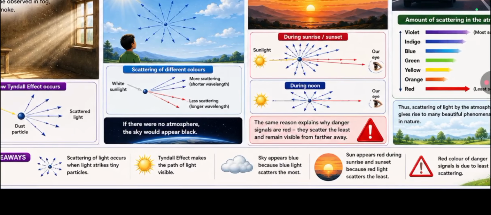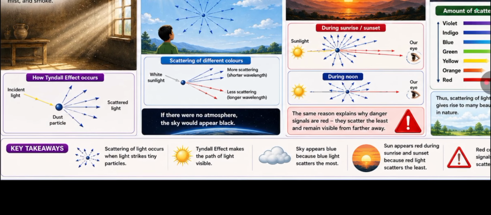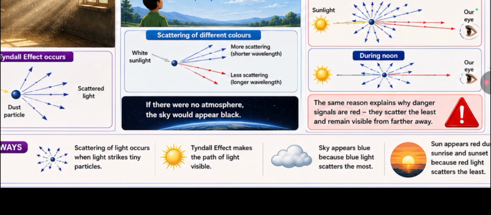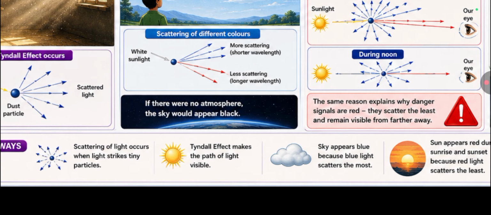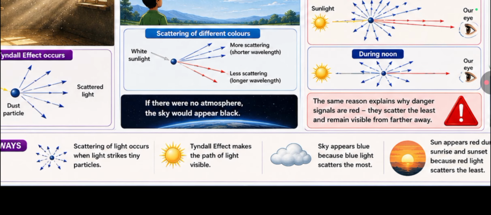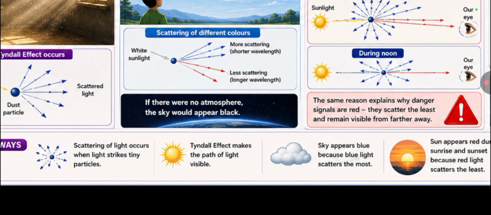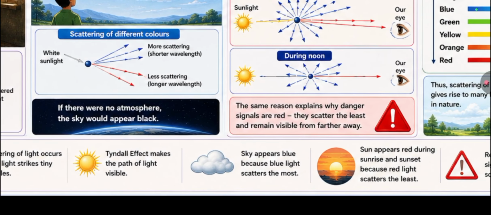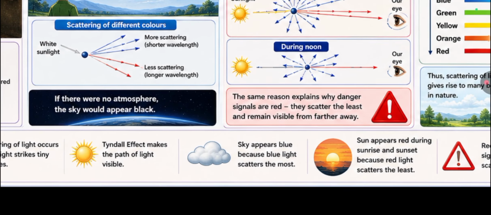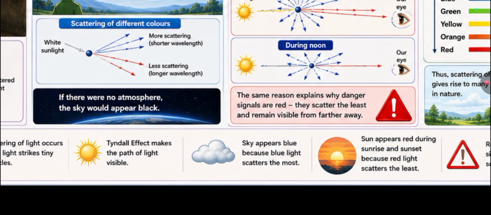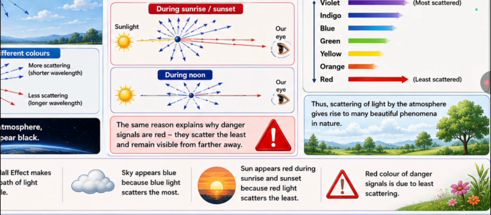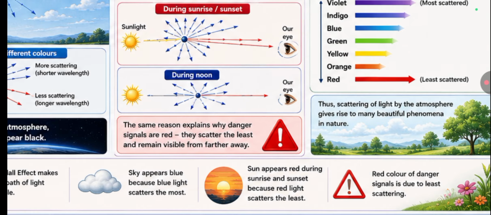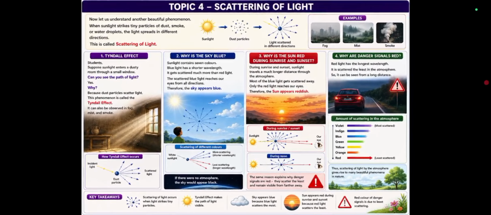What we learn in this lesson, once again we have to repeat. Scattering of light occurs when light strikes tiny particles. Tyndall effect makes the path of the light visible. Sky appears blue because blue light scatters the most. Sun appears red during sunrise and sunset because red light scatters the least. Red color of danger signals is due to least scattering. These are the key points to learn in this topic, scattering of light.